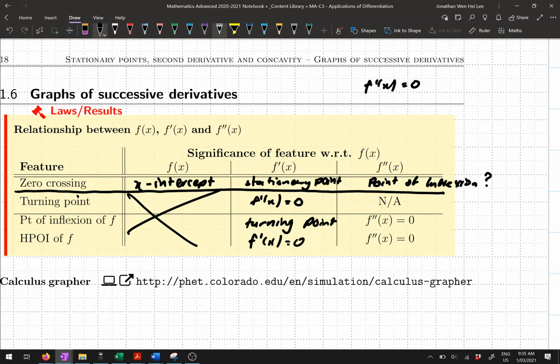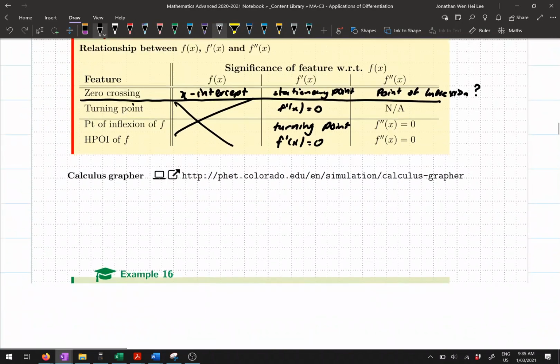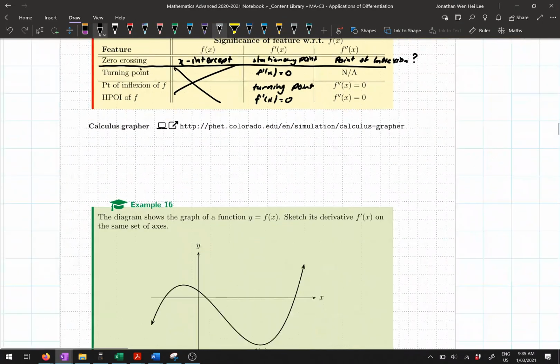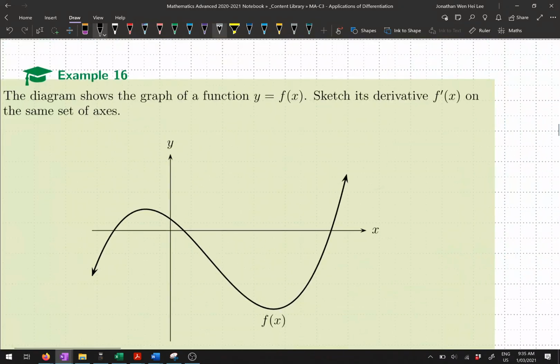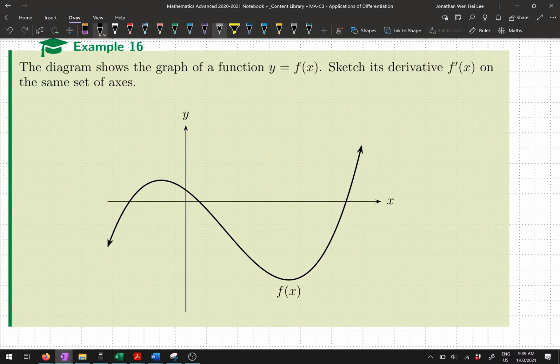Now, what we want to do here is be able to draw what the graphs of subsequent derivatives will look like on the same graph. So we're going to go through an example of this. I'd rather just get to the examples than go through the laws and results. So we'll move to this example. This diagram shows a function f of x. Sketch its derivative.